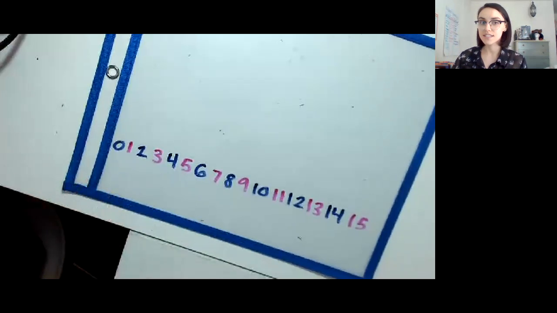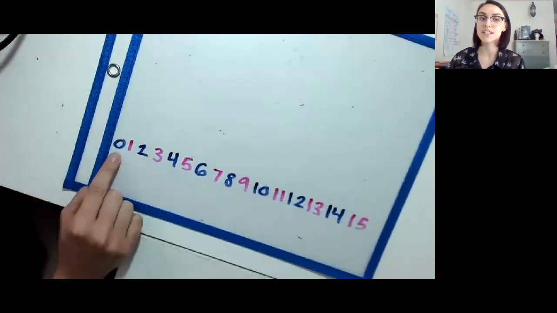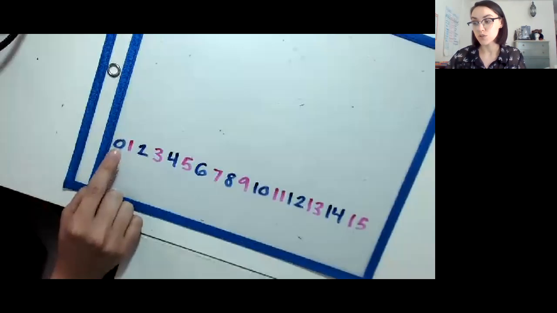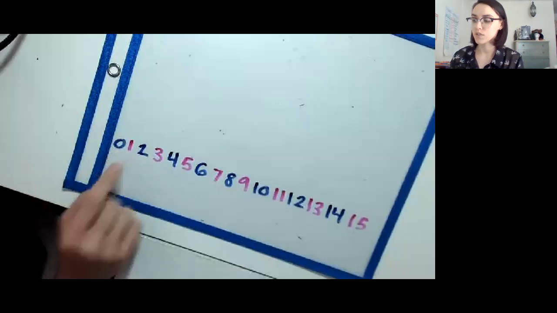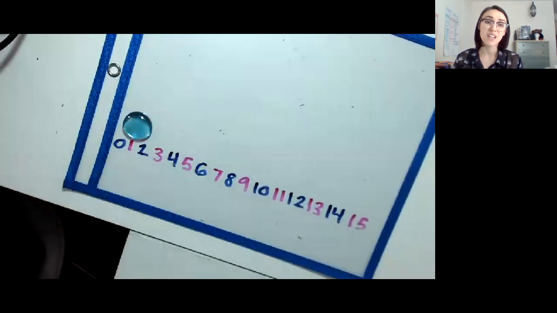So let's look at the number 0. For the number 0, we wouldn't put any counters down because 0 means nothing. So let's go to number 1. For number 1, we'll put 1 counter down. Does 1 have a partner? No, so it's not an even number.